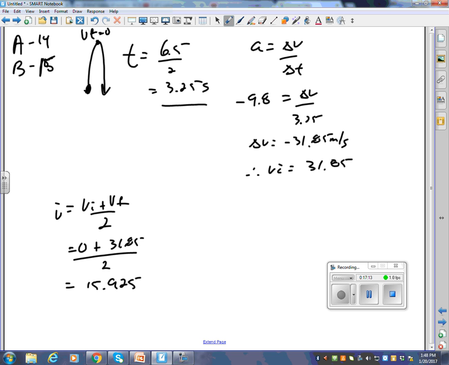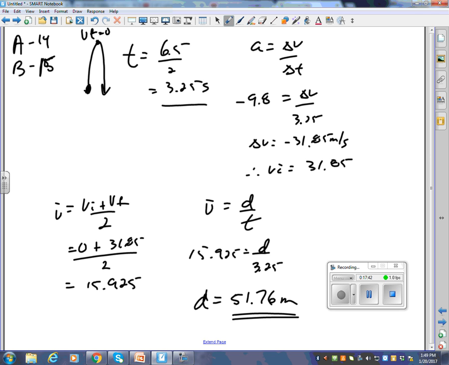15.925. And we're trying to find the height of the tree. And the only one with height of the tree in it, the only one with D in it, is V bar. That's why we had to find that V bar in this step. 15.925 is equal to displacement over the time, which is 3.25 seconds. And our displacement is 51.76 meters.